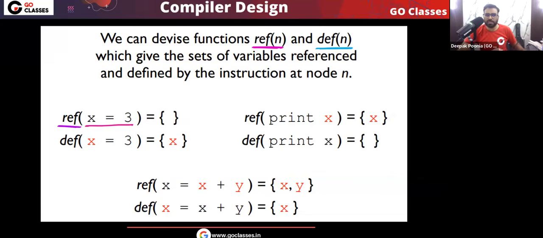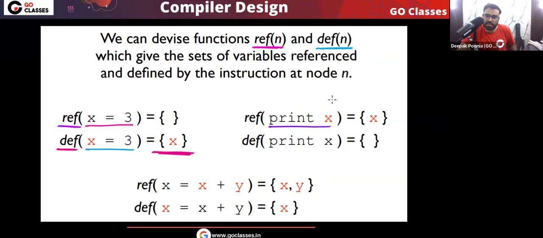You can see there is no variable that is used by this statement, or I can say there is no variable that is read by this statement. But you can see by this statement this x is assigned. So I can say def of this statement, that will be this variable x is assigned, or I can say this variable x is defined.